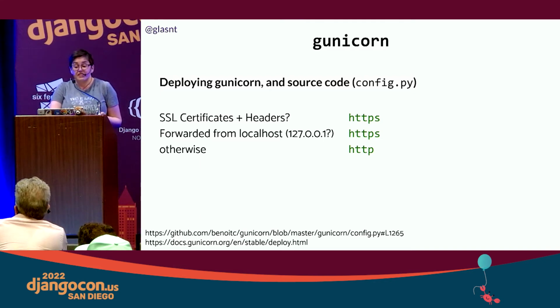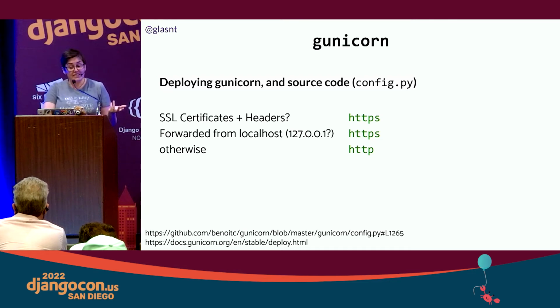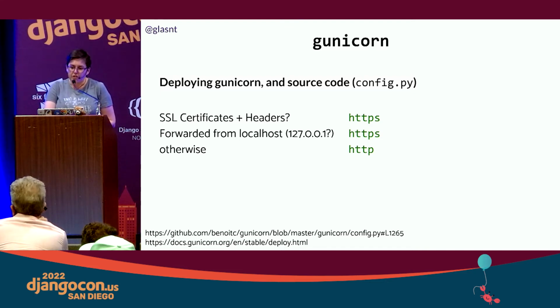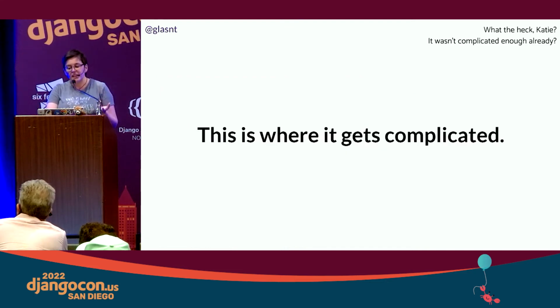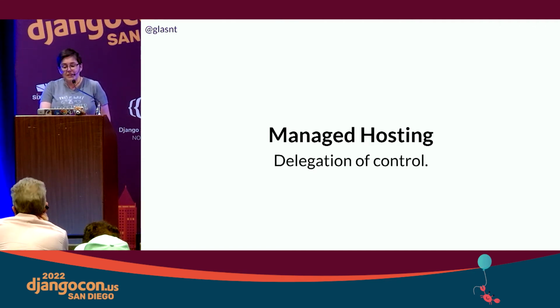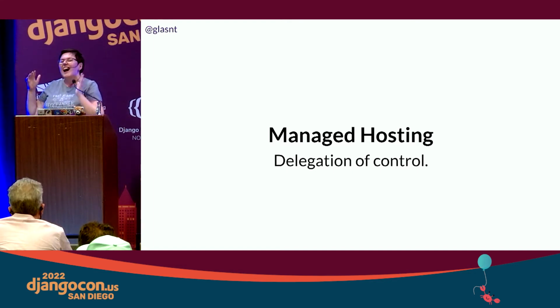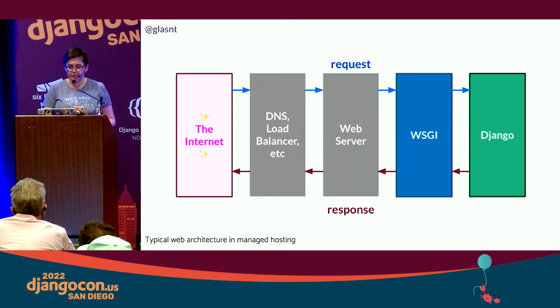If SSL certificates have been configured, or the request is from localhost, it sets the scheme as HTTPS. Otherwise, it's default HTTP. So how do we tell what's going on with Gunicorn? From here, we have limited insights about what's going on with our host. App Engine and Cloud Run are both examples of managed hosting or platforms as a service. They manage a bunch of things for you, but it also means you can't manage some things.